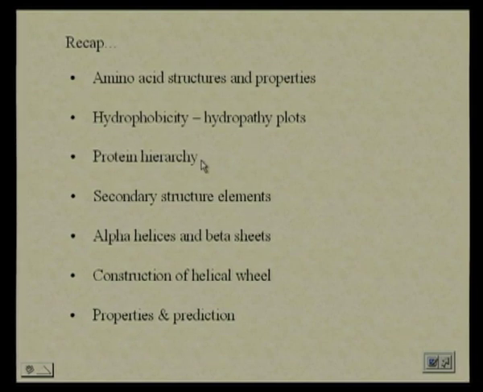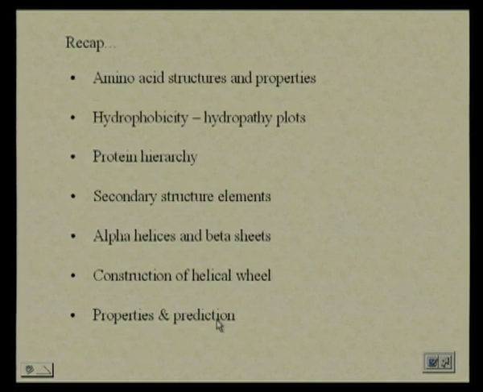We then went on to do the protein hierarchy, meaning the different structural properties of proteins from the amino acid sequence to the final quaternary structure which some proteins adopt. Then we considered the secondary structural elements, mainly the alpha helices and the beta sheets, and their different properties as to how they interact and what their specific features are, be it the backbone or the hydrogen bonding properties. Then we constructed a helical wheel to figure out which regions of the alpha helix would be inside or facing the surface of the protein. And then finally, we went to certain properties of proteins and predictions of secondary structures.